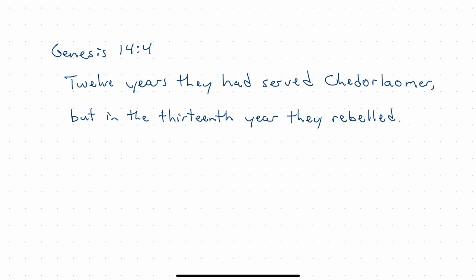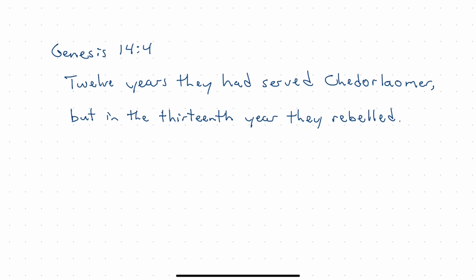Now, when we want to set this in its propositions and begin to define those, we see that we have a verbal affirmation here: 12 years they had served Chedorlaomer. That's one verbal affirmation, one proposition. And then we have a second one, and it's already neatly written out for us: but in the 13th year they rebelled. So we have another verbal assertion here, another proposition.